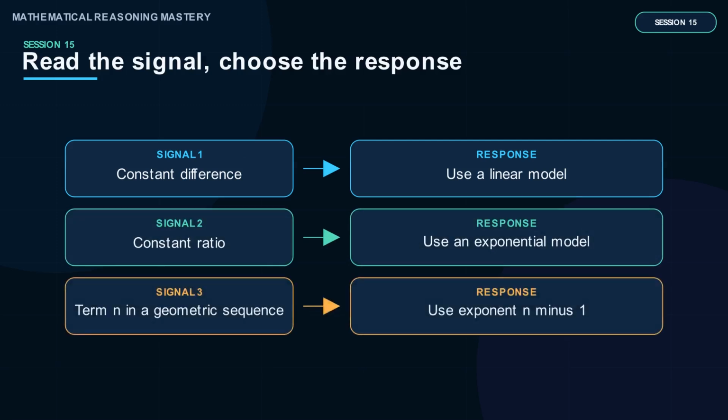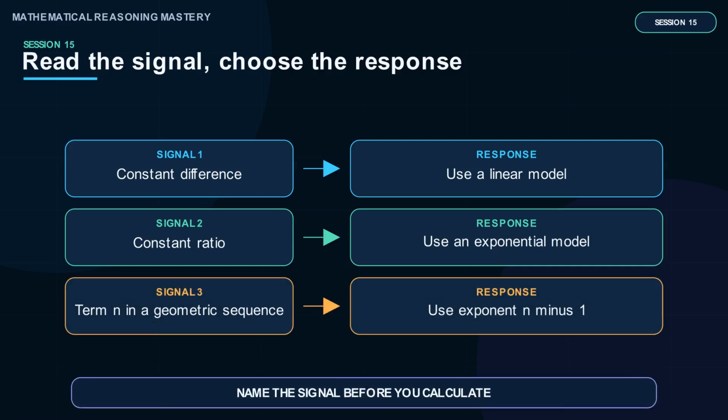Signal 3 is term n in a geometric sequence. Remember, use exponent n minus 1. This separates plausible work from valid reasoning. If you cannot name the signal, pause and classify. A deliberate choice of method is usually faster than repairing a rushed setup.